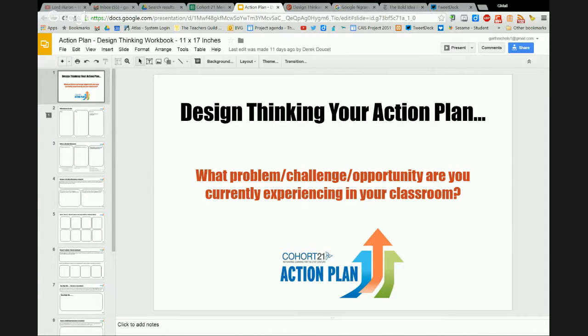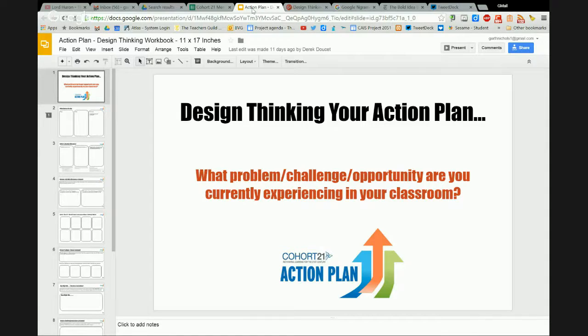So one of the things that we did was we worked through this whole idea of thinking and sharing and getting different ideas around the action plan. And it was structured around this idea: what problem, challenge, or opportunity are you currently experiencing in your classroom? And one of the things which I really like is that idea of currently experienced, because we know that teaching ebbs and flows, and it really depends on who is in the room and all that other stuff that they bring in with them.